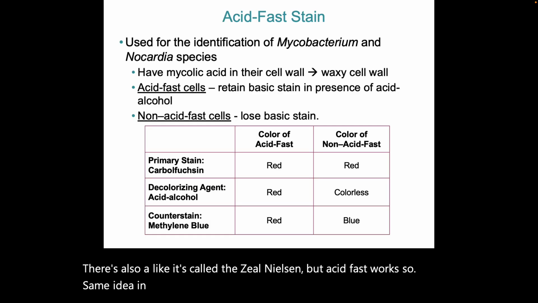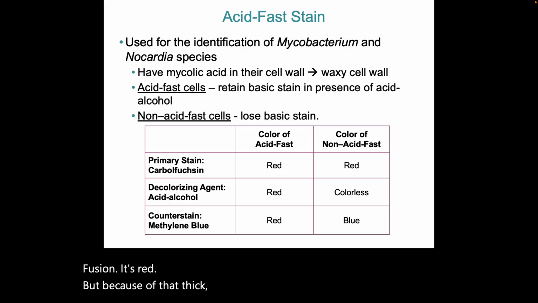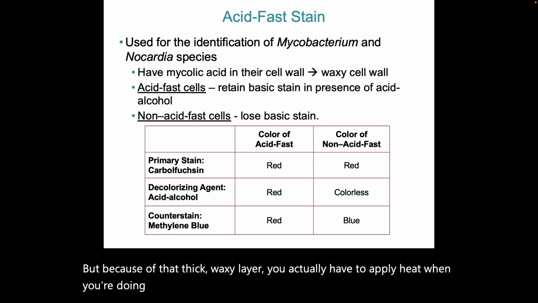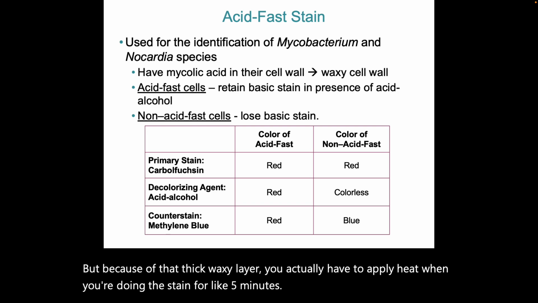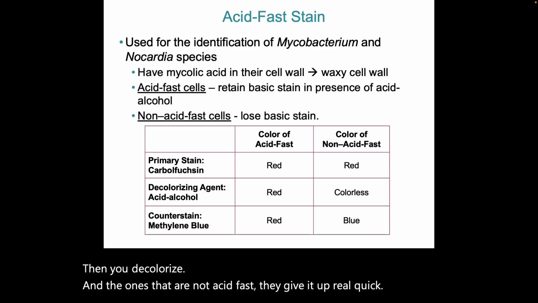A primary stain. In this case, we use carbol fuchsin, it's red. But because of that thick, waxy layer, you actually have to apply heat when you're doing the stain for like 5 minutes. So you heat it while you're staining. Then you decolorize, and the ones that are not acid fast, they give it up real quick. They're like, yeah, no, we don't want this, it's fine.